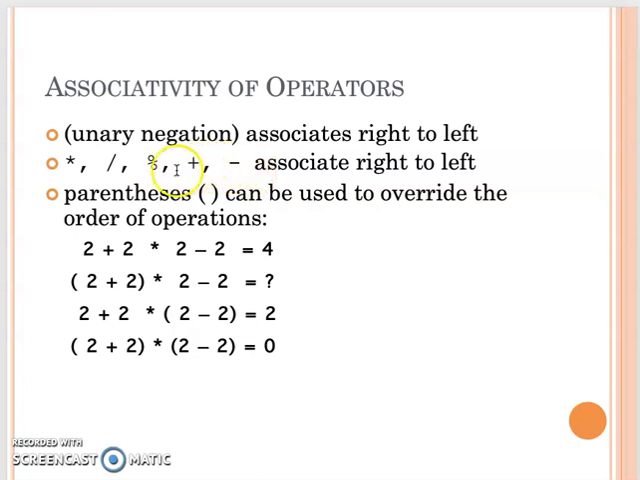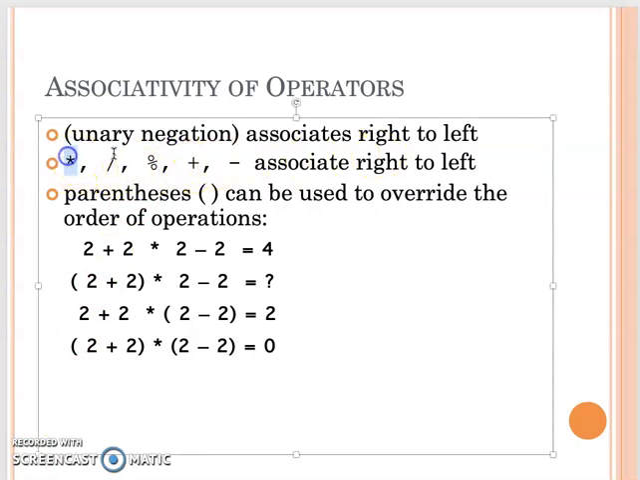So here we should change that. When you have a binary operator, they associate on the right and the left. Binary operators have two operands, so they should associate right and left, but actually they start from left to right. Parentheses can override the order of operations.